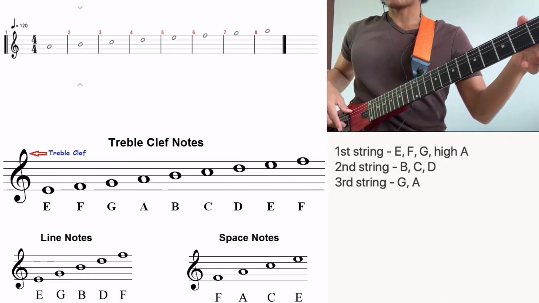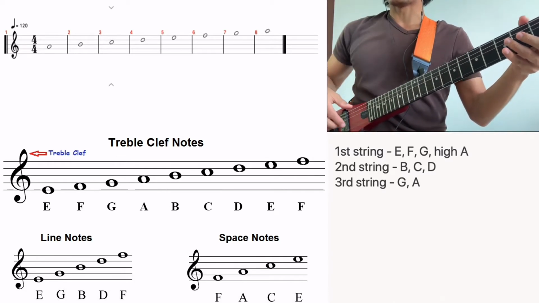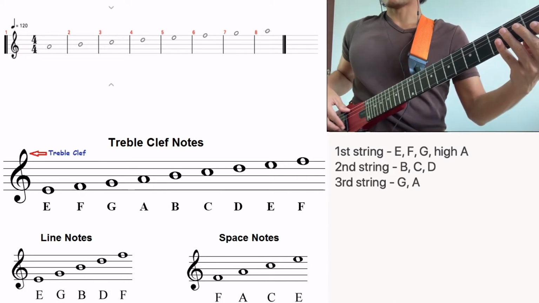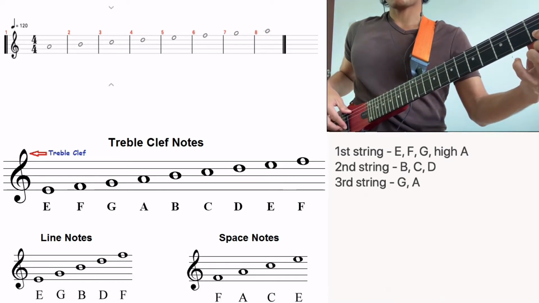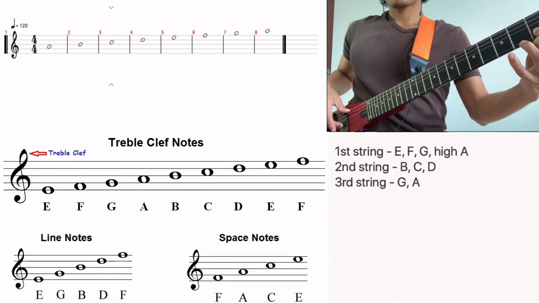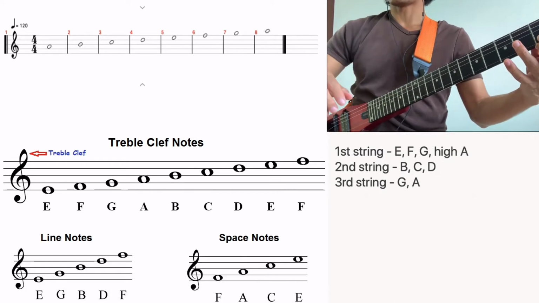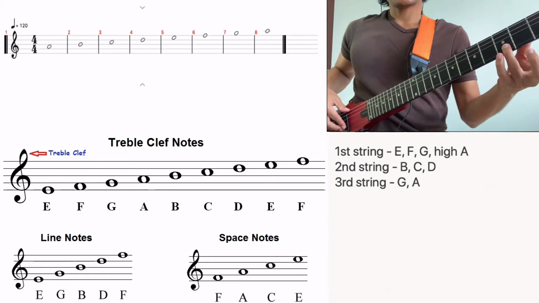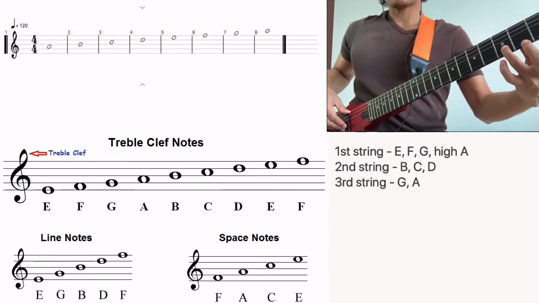Second string open, right? And the next note is a space note. It's a third space, so you can count space number 3, and that's a C. That's on the first fret. Okay, and next you have the line note on the fourth line. That is a D note on the third string, I mean the second string, third fret.